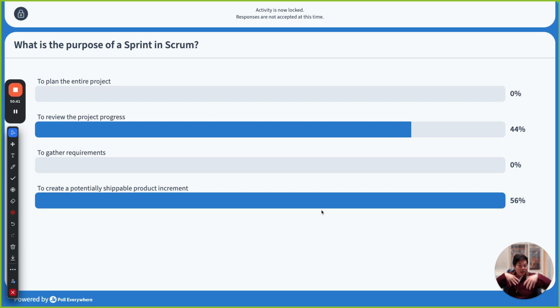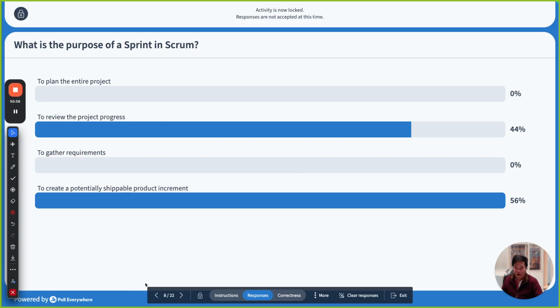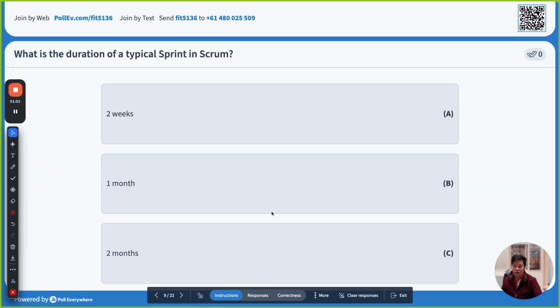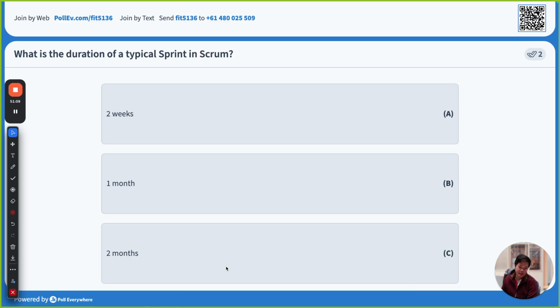As part of the sprint, yes, you can review the progress. That's an Agile ceremony, okay? Sprint review, whatsoever. But the real goal of the sprint is not to review the progress, but to ship something to the customer, okay? All right, thank you. Next one, okay? What is the duration of a typical sprint in Scrum? Okay, what is that?